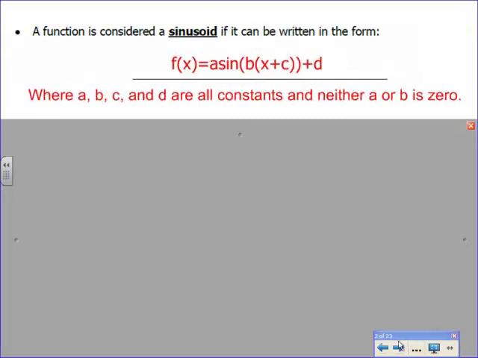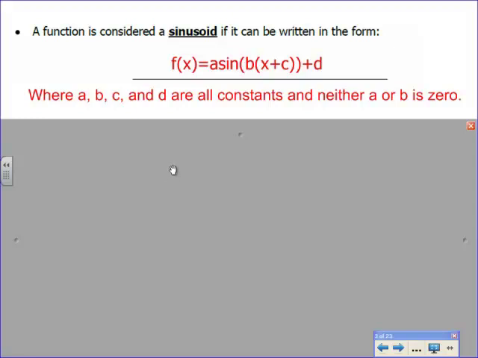Okay, that should have been sufficient for a recap of what the sine and cosine curves are. Any function is considered a sinusoid if it can be written in this general form. Sine and cosine curves are both considered sinusoids. You'll notice that we just use the general sine curve here, but you could rewrite cosine in terms of sine anytime you want. So we think about our function as a multiplier, a times the sine of b times the quantity x plus c, and quantity plus d.